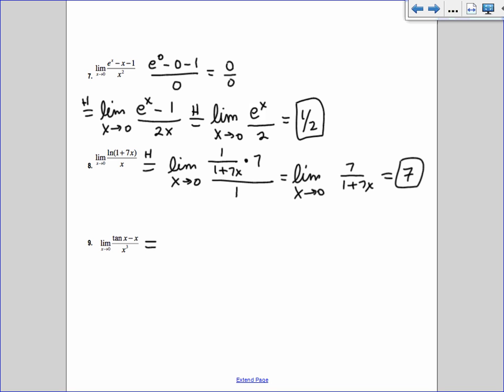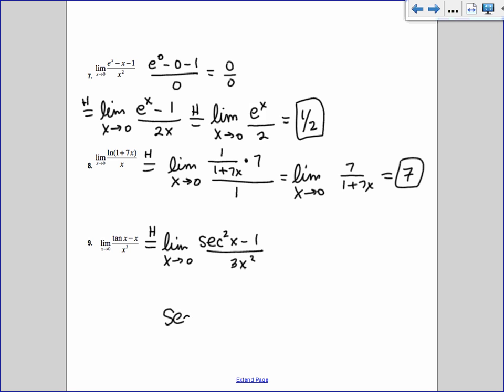All right, so L'Hopital's rule. I get the limit as x goes to 0. Derivative of tangent is secant squared of x minus 1, over 3x squared. Then I plug in 0: secant of 0 is 1 over cosine of 0, which is 1. 1 minus 1 is 0. So I still have 0 over 0.